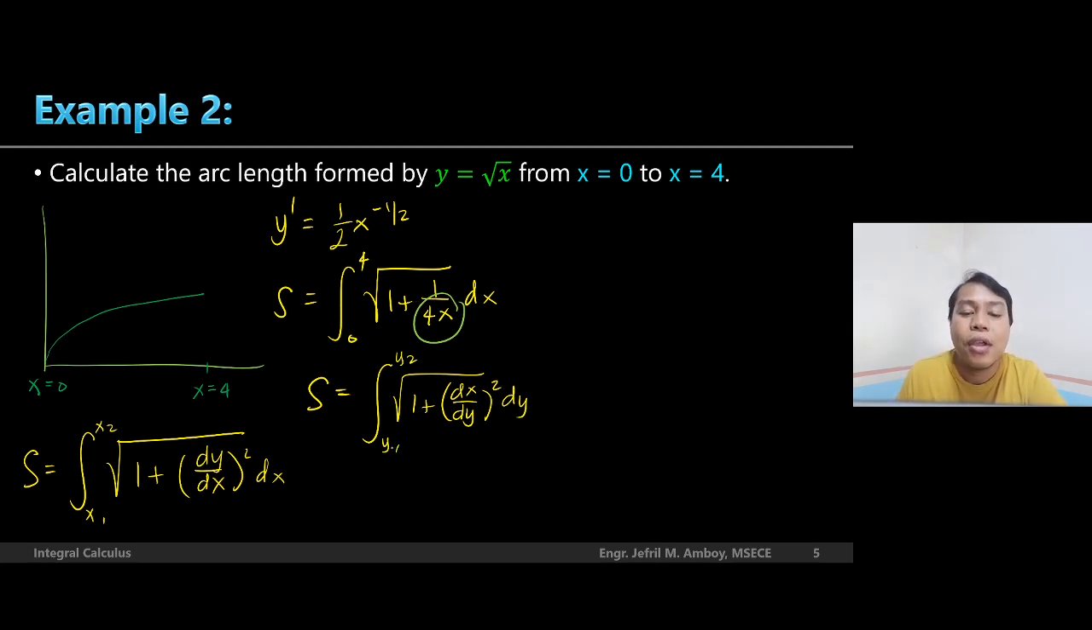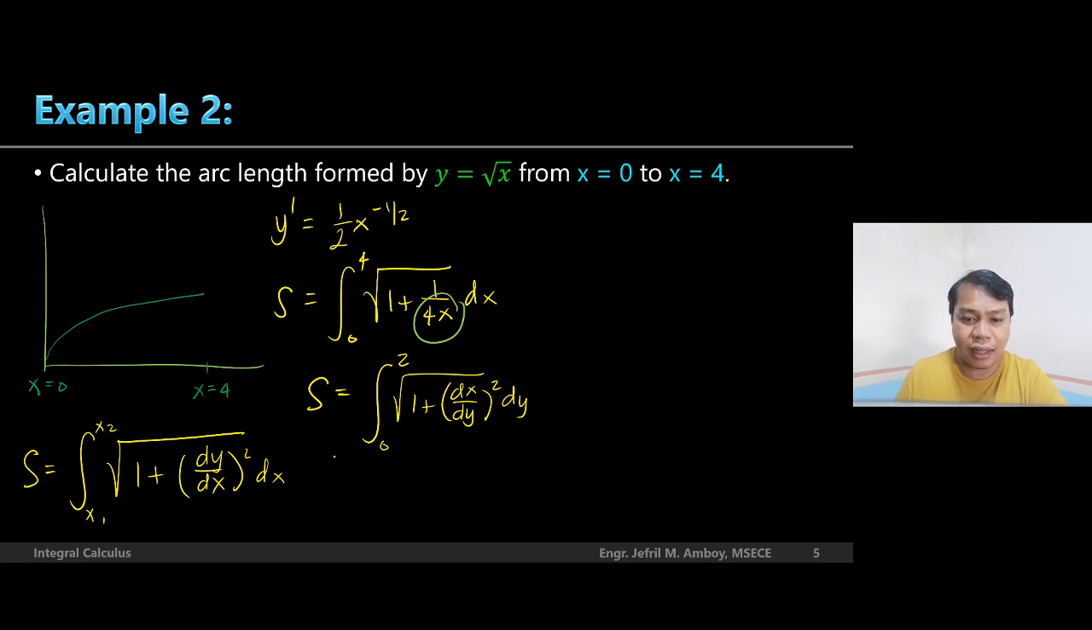O, madali lang yan, no? Yung x1 kasi is 0. Kapag ang x ay 0, ano ang y? 0 din. So, itong y1 na to, tanggalin ko na, lagay ko na lang dito 0. Tapos itong y2 na to, tanggalin ko na rin. Kapag ang x2 ay equal sa 4, kapag ang x ay equal sa 4, ang y ay 2. So, from 0 to 2 tayo ngayon mag-integrate. Kung ito dy, 0 to 2 yung limits.